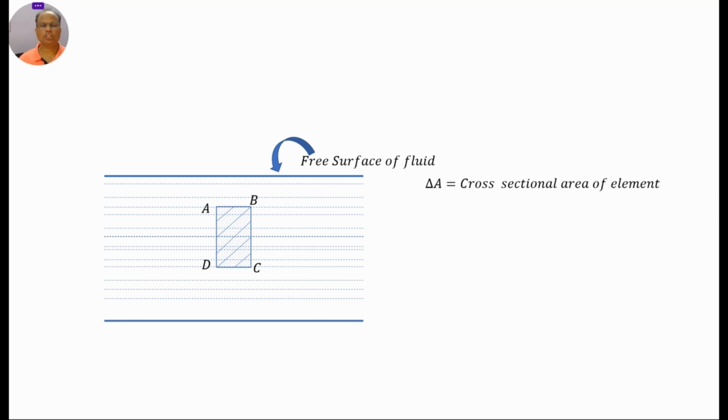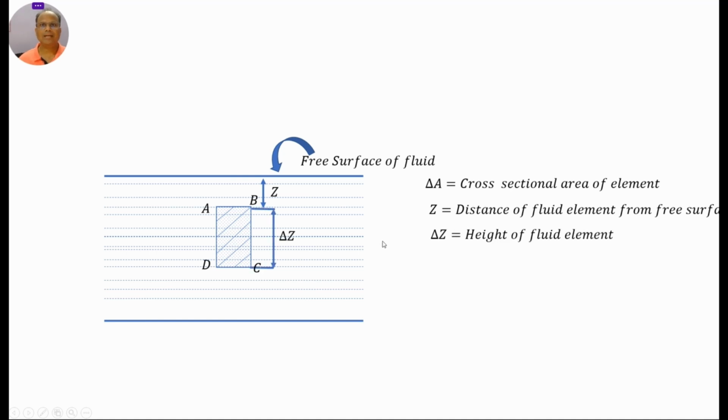Delta A is the cross-sectional area of the fluid element. Z is the distance of the element from the free surface of the liquid, and delta Z is the height of the fluid element. This fluid element is inside the fluid, so some pressure force will act on it.